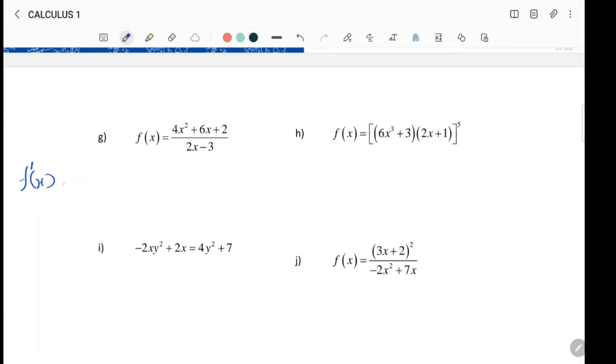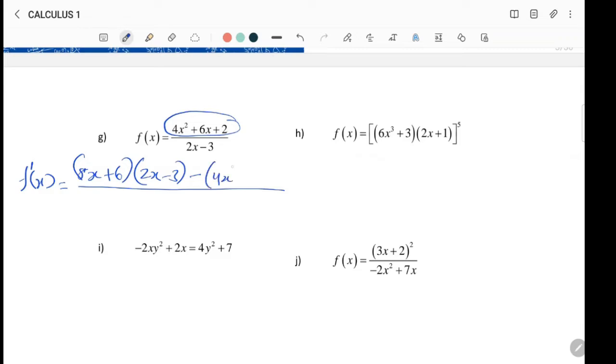So f dash x equals, first we have to differentiate this part, that quotient rule we have to apply. So this is 8x plus 6, and we have to keep 2x minus 3 as it is. Now minus sign, 4x square plus 6x plus 2 as it is. We have to differentiate 2x minus 3 which is 2, and this is 2x minus 3 whole square. Okay, I did differentiation. You can just multiply these two together and you can simplify further.